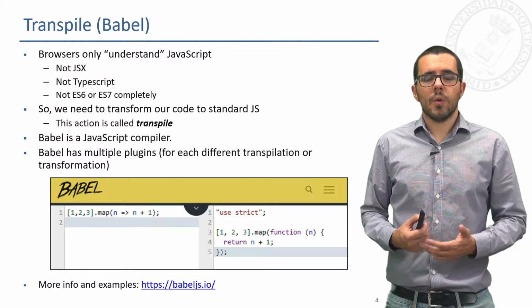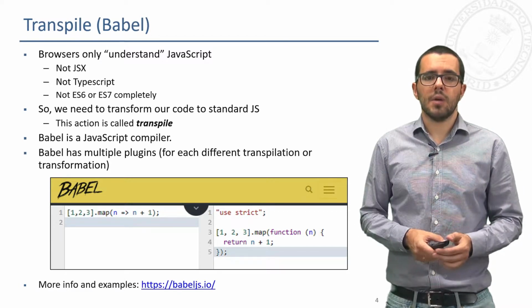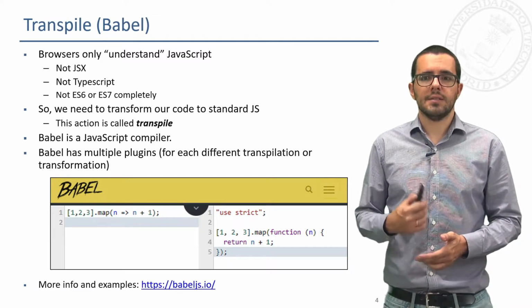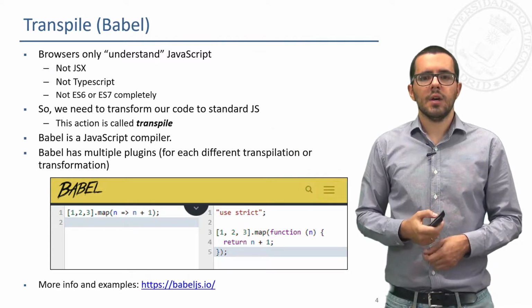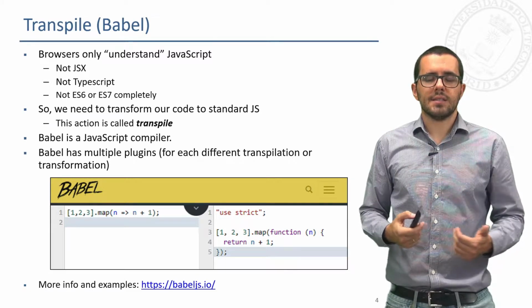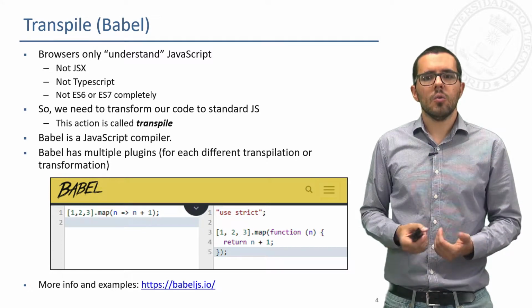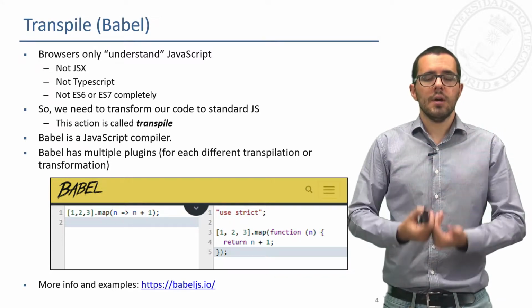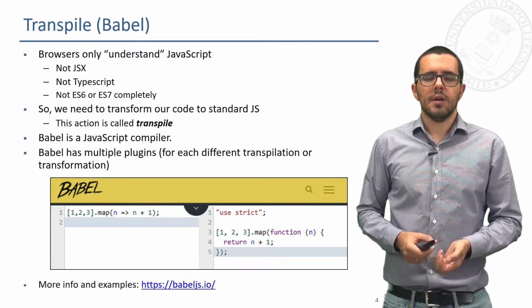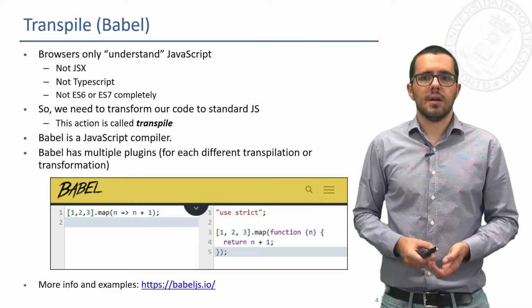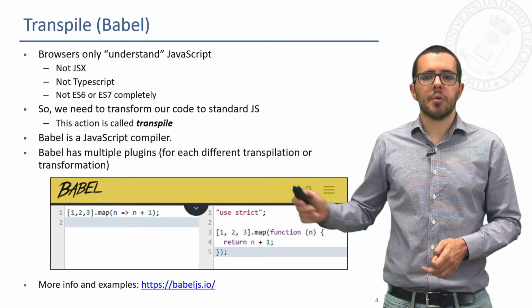But we can't give the browser JSX because the browser only understands JavaScript, plain JavaScript, not JSX, not TypeScript, not ES6 or ES7 or any other kind of language or variation. So we will need to transform this JSX to JavaScript, to pure JavaScript. We will use a library for this, a tool that is called Babel. Babel is just a JavaScript compiler.